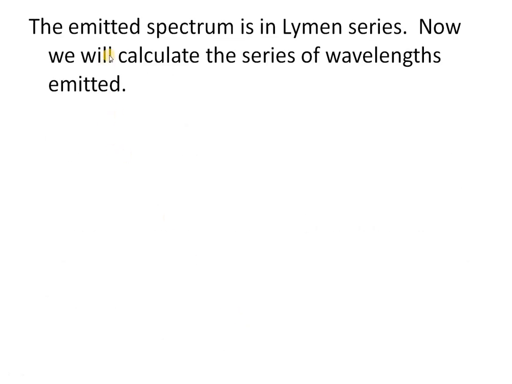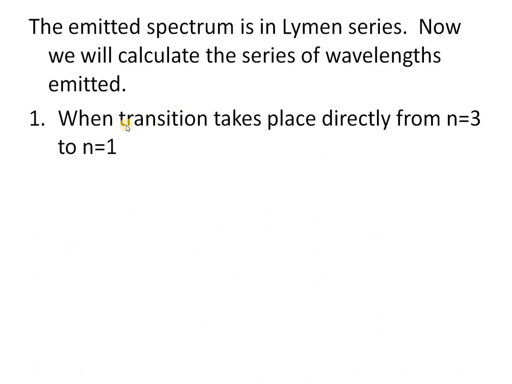Now the emitted spectrum is in the Lyman series. Now we will calculate the series of wavelengths emitted. Now in the first case, when the transition takes place directly from n is equal to 3 to n is equal to 1, directly when the electron transits from n is equal to 3 to n is equal to 1, what is the wavelength of the emitted photon that is to be calculated?